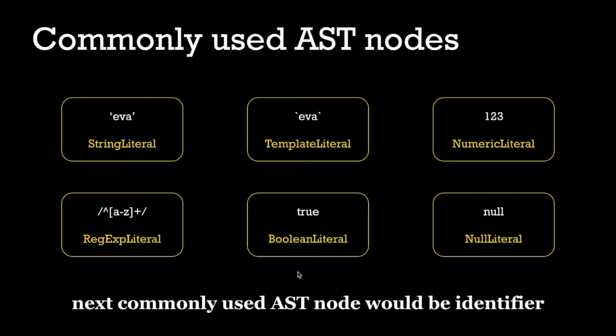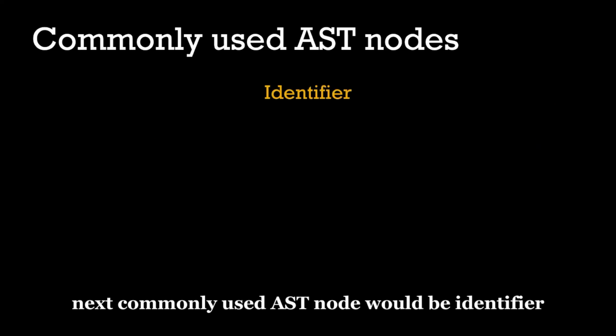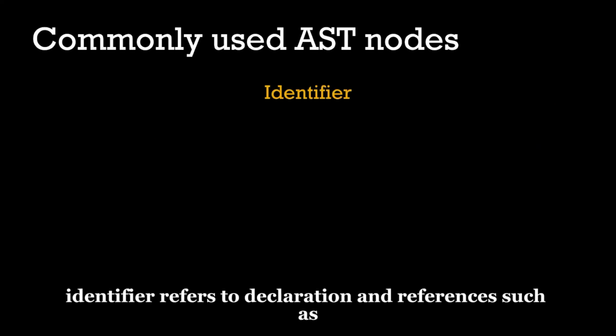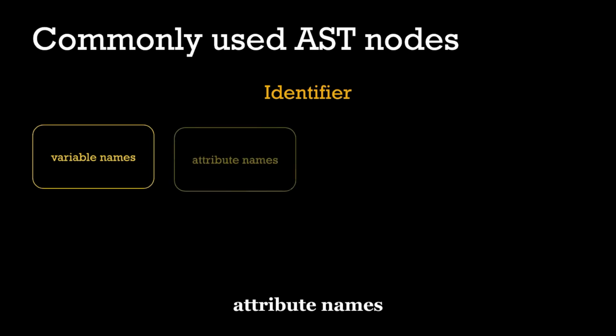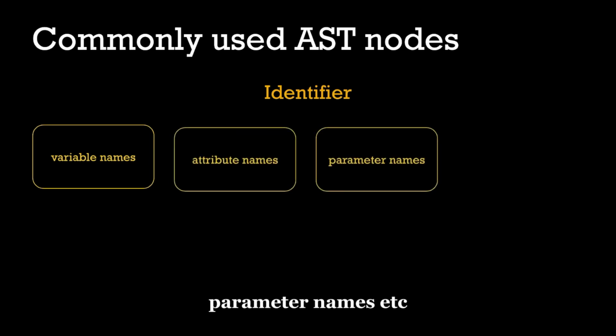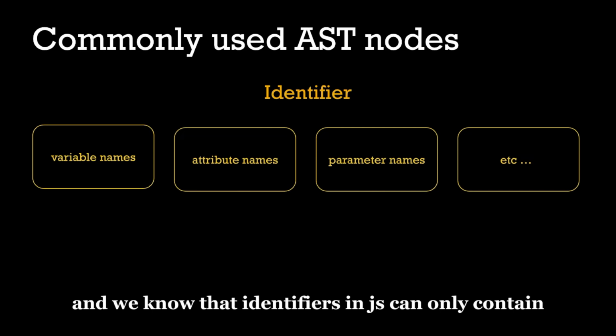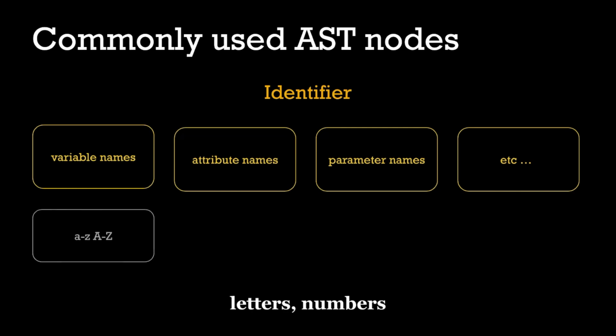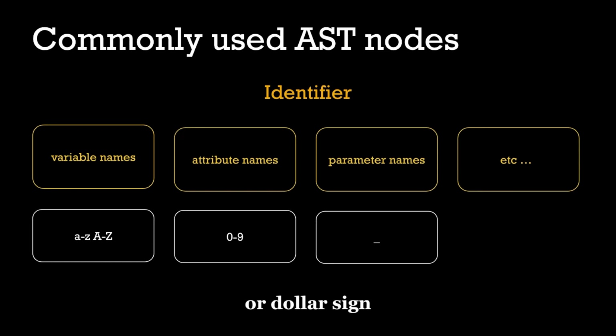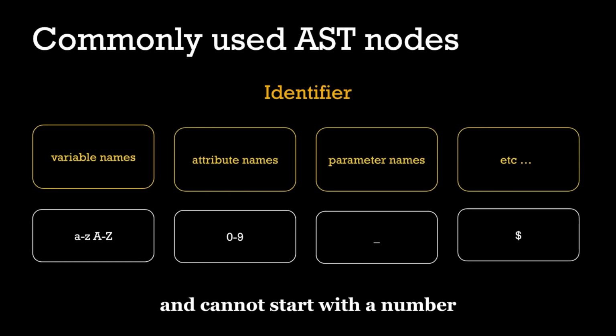Next commonly used AST node would be identifier. Identifier refers to declaration and reference names such as variable names, attribute names, parameter names, etc. And we know that identifiers in JS can only contain letters, numbers, underscore, or $ sign, and cannot start with a number. So this is the lexical feature of identifier.